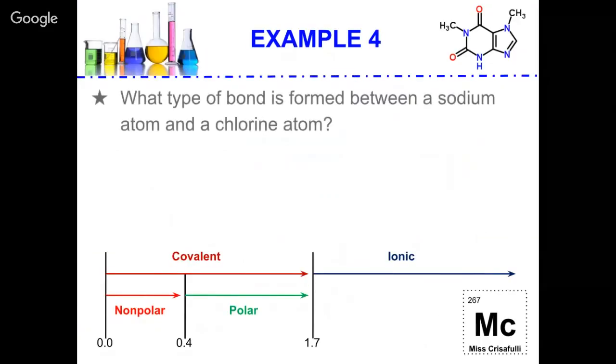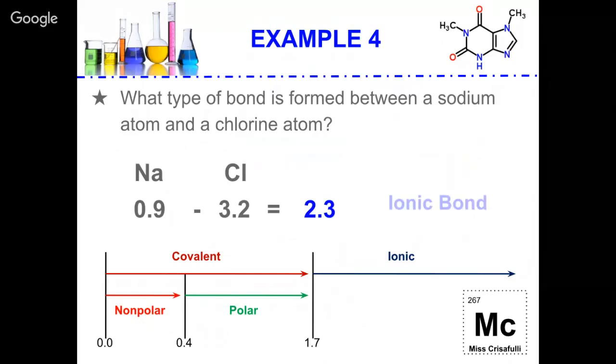And then what happens between a sodium and a chlorine atom? We have Na, which has an electronegativity of 0.9. We have Cl that has an electronegativity of 3.2. When we subtract those, we get 2.3. That's above 1.7, so that has an ionic bond character. That should make sense to you because sodium is a metal, chlorine is a nonmetal, and in fact, that is an ionic bond.